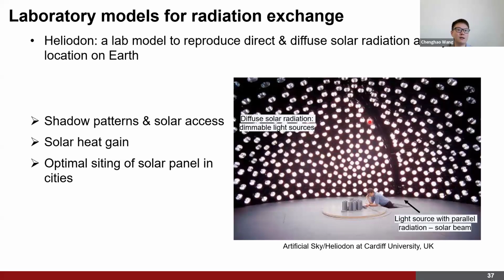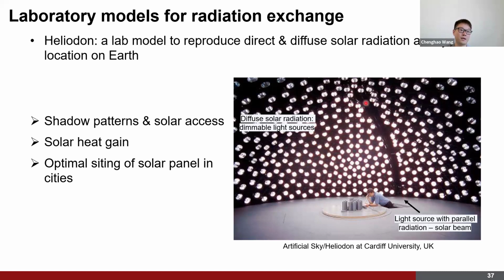So a heliodon is a typical lab model that we can use to simulate the direct and diffuse solar radiation. This instrument can actually adjust the location and strength of radiation. So here is a heliodon in Cardiff University in the UK.